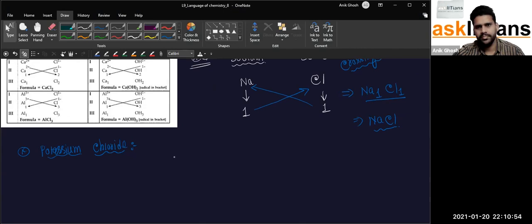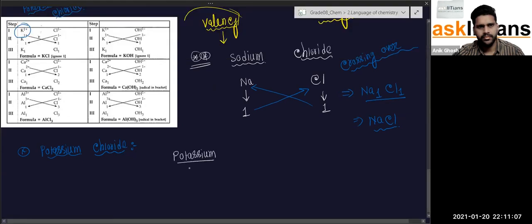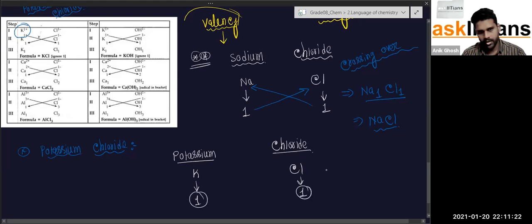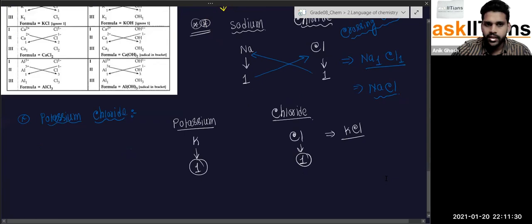What is the formula of potassium chloride? So potassium means K. Chloride is coming from chlorine, so it would be Cl. Potassium has a valency of 1. Chlorine has the valency of 1 as well. Again, the formula would be KCl, right? Isn't it? We are getting it right. The formula would be KCl. So this is how you can write the formulas.